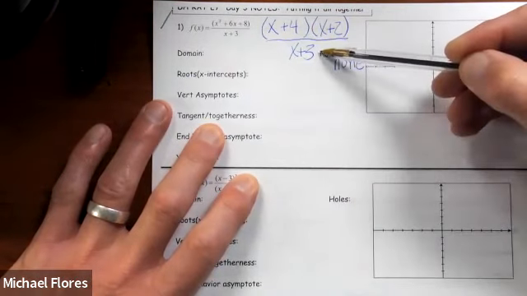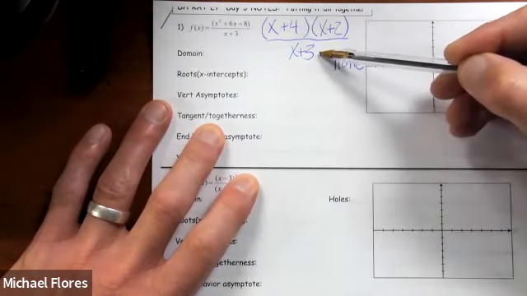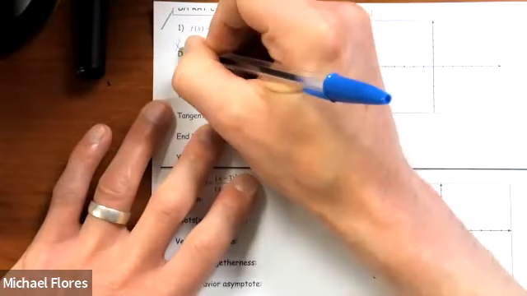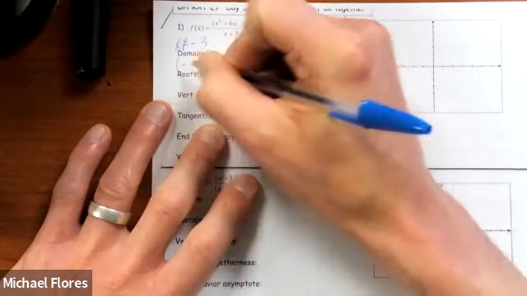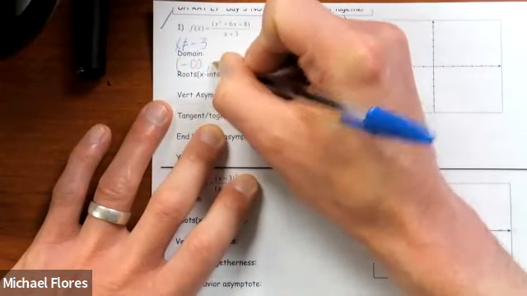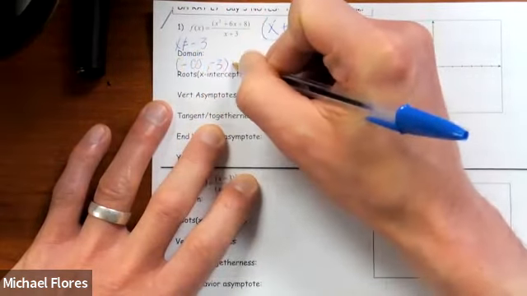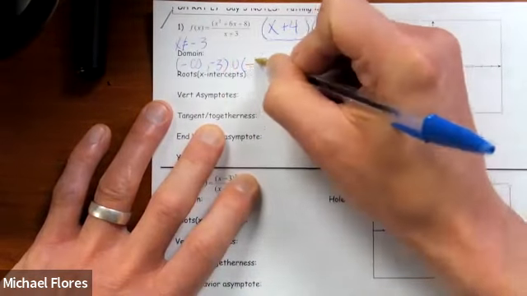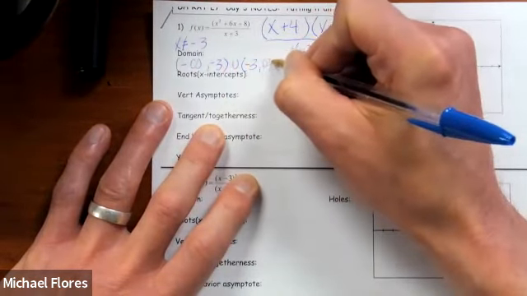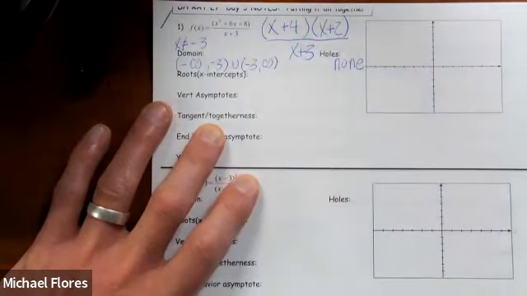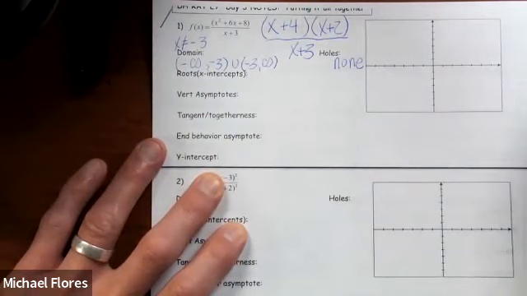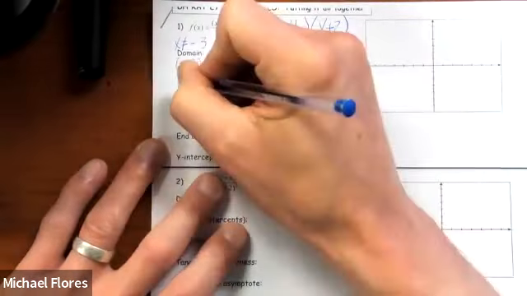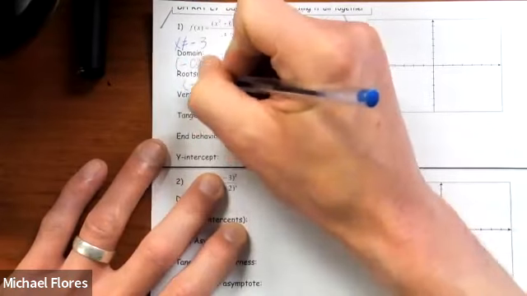Domain, set x plus 3 equal to 0 and solve. That would give you -3. So x cannot be -3. Roots, set x plus 4 and x plus 2 equal to 0 and solve. That would give you -4 and -2. So those are our x-intercepts.